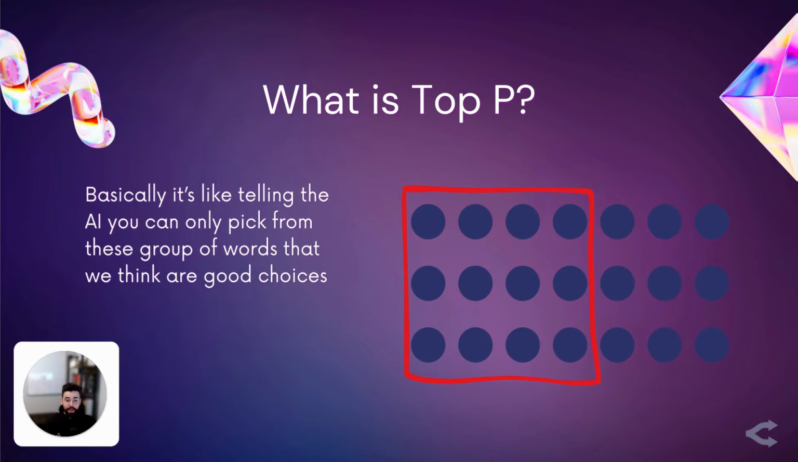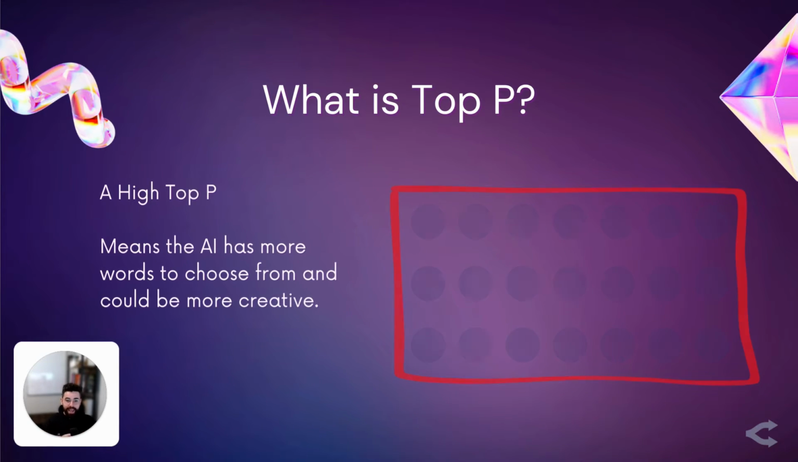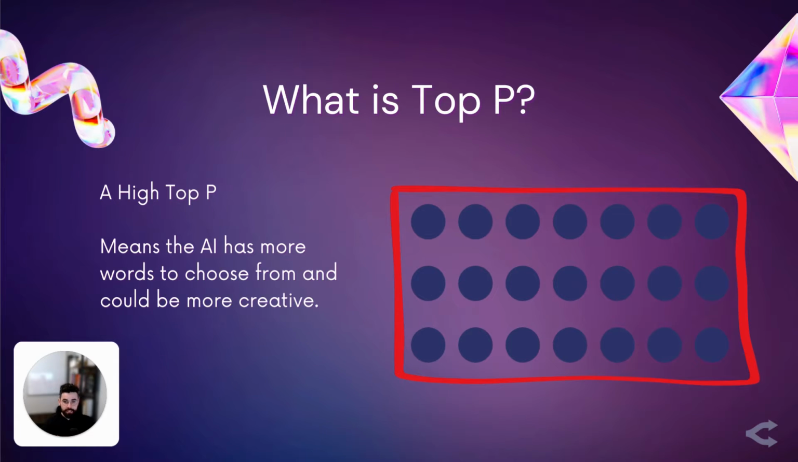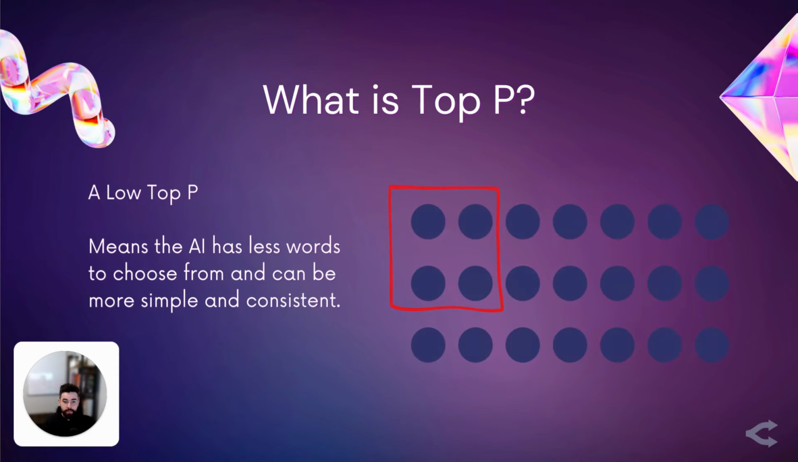So the P in top P actually stands for probability. A high top P means the AI looks at a bigger group of words, including some less common ones, which can make the text more interesting and varied. A low top P, on the other hand, tells the AI to stick to a smaller group of more likely words, keeping things straightforward and on track.